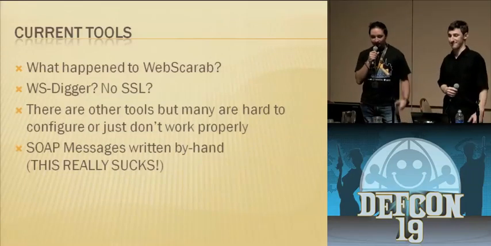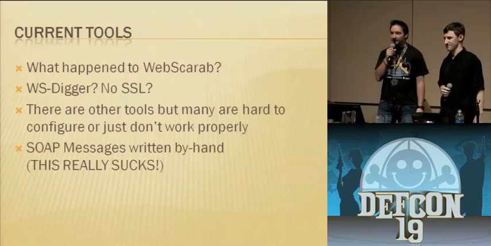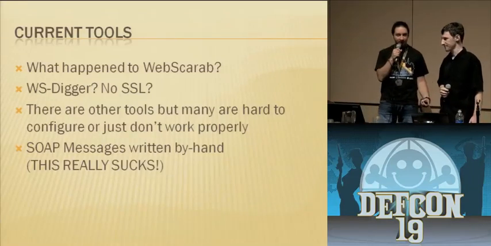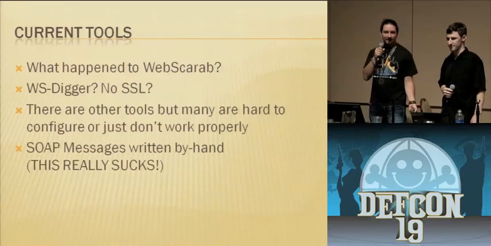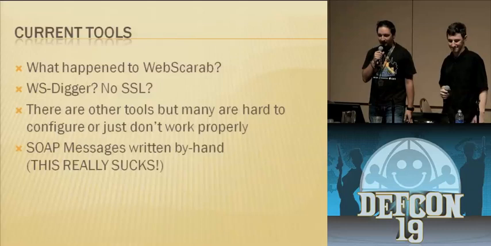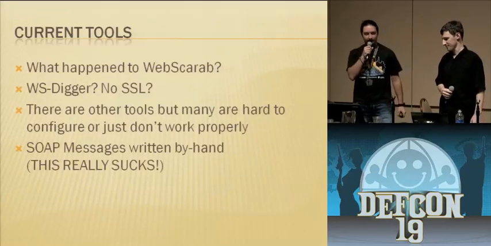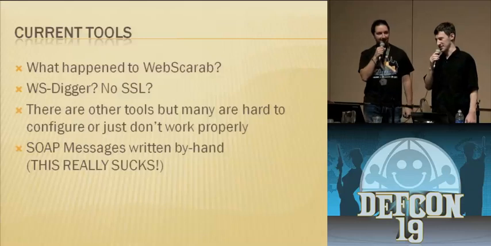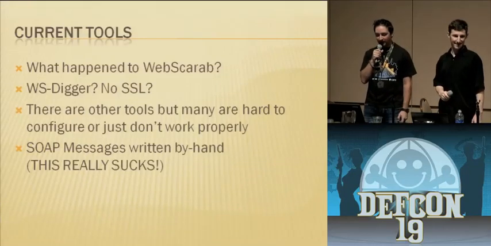But things like WS Digger, that was kind of the de facto tool at one point. You just throw a WSDL at it and it does a little bit of checking. But it doesn't support SSL. So what the hell? Little things like that. So we find lots of problems. Java really likes doing SOAP messages written by hand. It really sucks. Yeah, these are things that just really suck and take a lot of time.